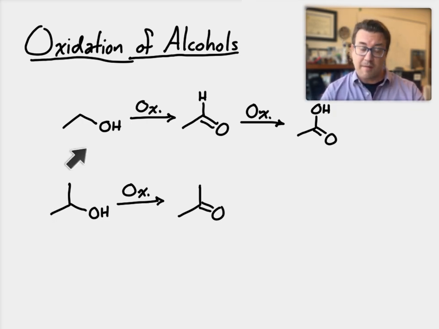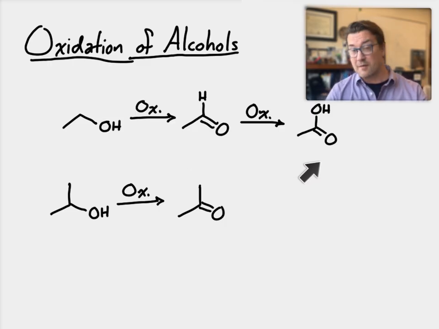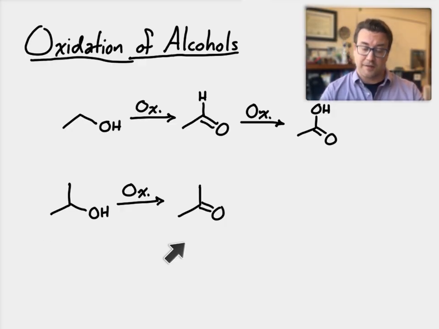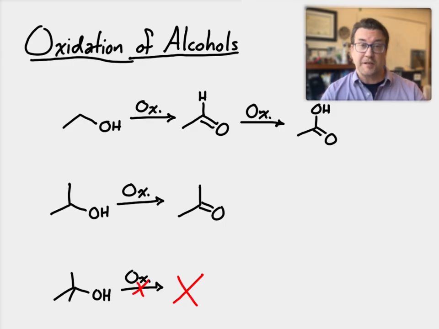If you oxidize a primary alcohol, you oxidize it to an aldehyde functional group. You can further oxidize aldehyde functional groups to acids, or carboxylic acids. You can oxidize a secondary alcohol to a ketone. A tertiary alcohol does not oxidize. And let's look at why.